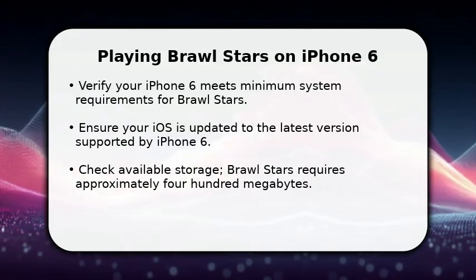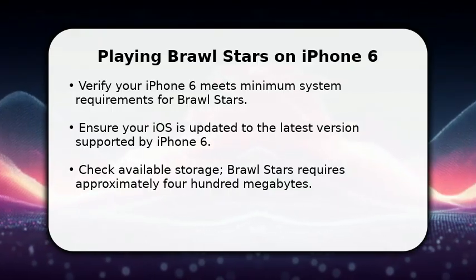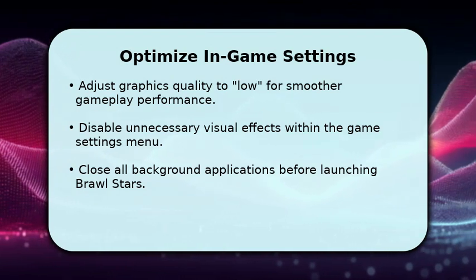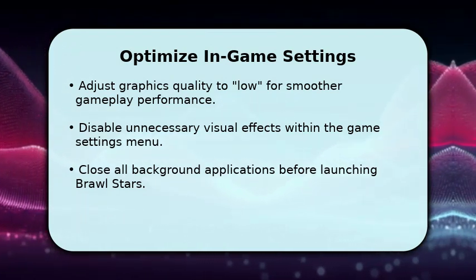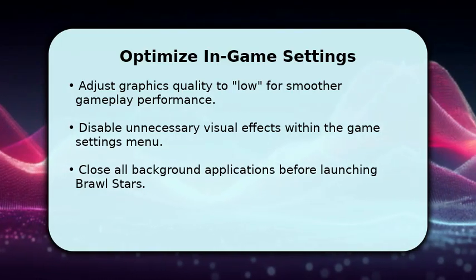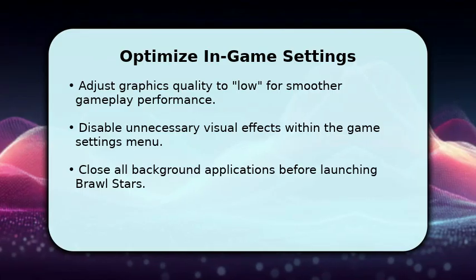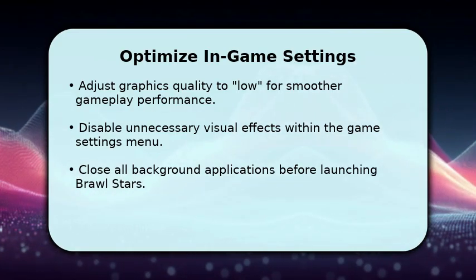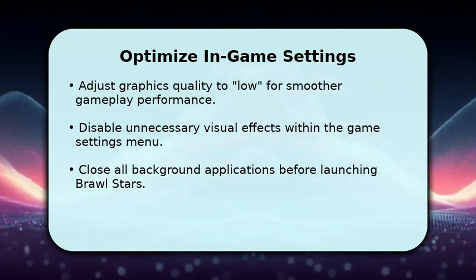Also, check your storage. Brawl Stars needs about 400 megabytes of free space to install and run smoothly. To get the best performance, optimizing your in-game settings is crucial. Navigate to the game's settings menu and set the graphics quality to low. This significantly reduces the strain on your iPhone 6's processor and graphics chip. Additionally, turn off any extra visual effects like shadows or high-resolution textures. Before starting a match, always close all other apps running in the background to free up system resources.